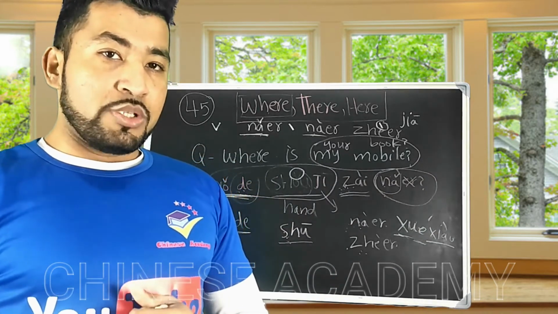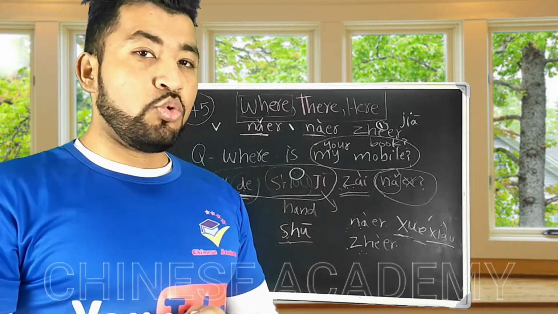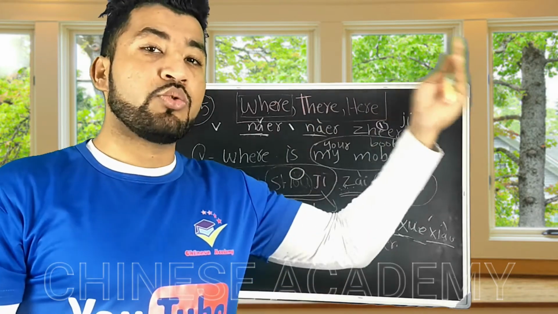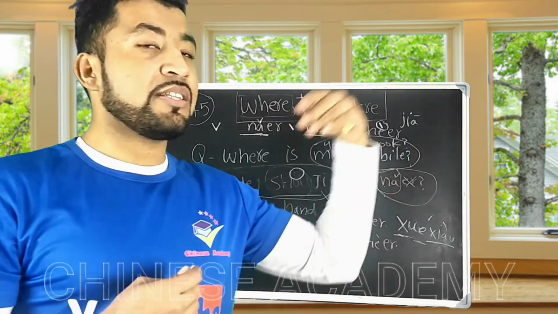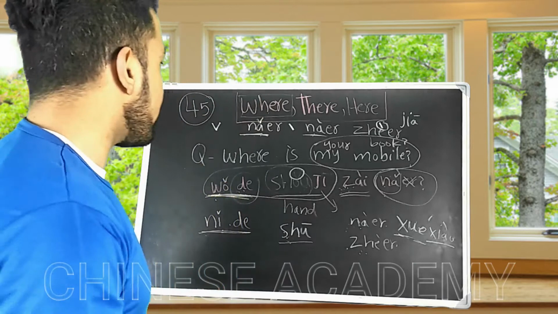我的手机在哪儿? 你的手机在这儿. 你的手机在那儿. 我的书在哪儿? Where is my book? 你的书在学校, in the school. Where is my book? Your book is in the school. 你的书在学校. Okay, so let's revise it.